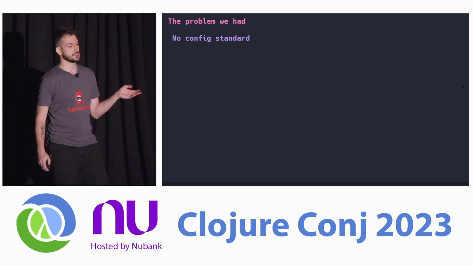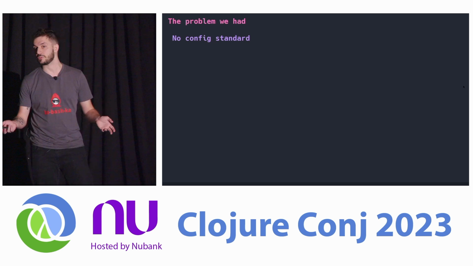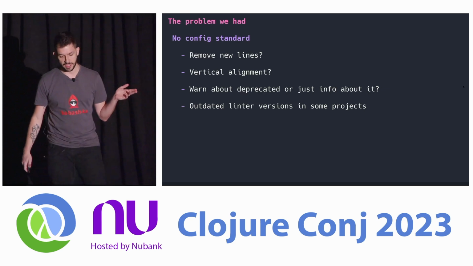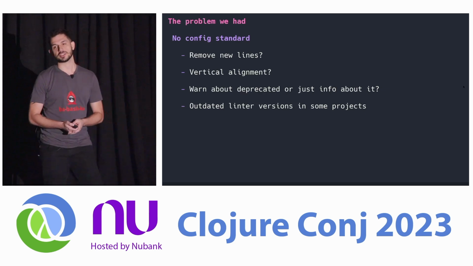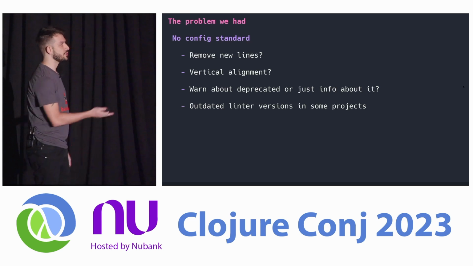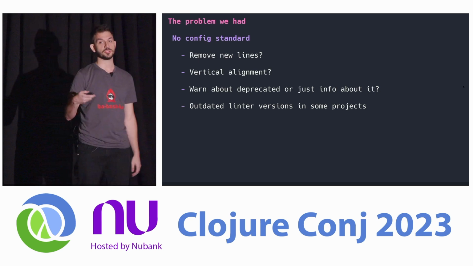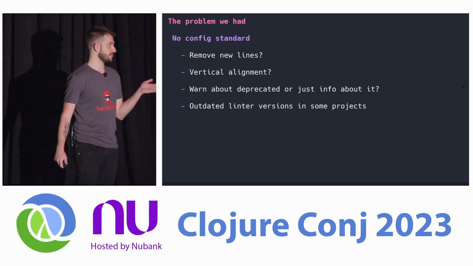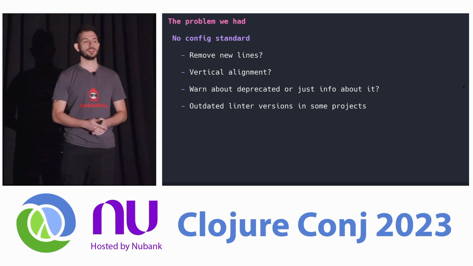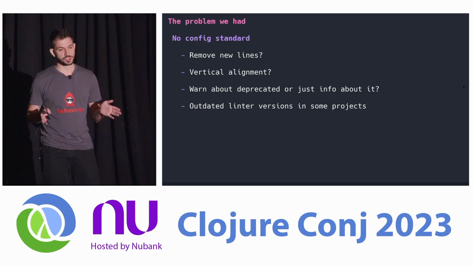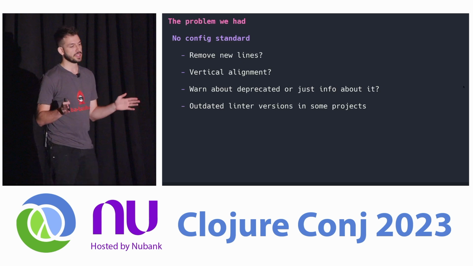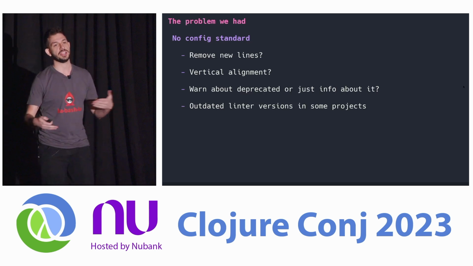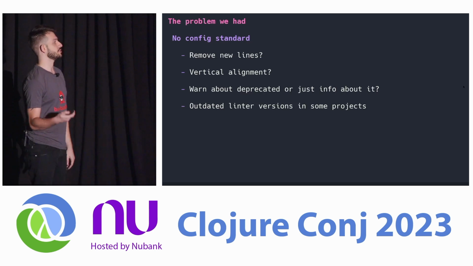One tool could lead us to configure in a way, and another way with different defaults. So that was a problem. And how could we answer things like, should we remove new lines on this project, on all projects? Should we apply vertical alignment, warn about the deprecator, or just inform the developer and not fail the CI at all? How can we manage outdated linter versions in some projects? Even if every project would be using the same linter, different versions could result in different outputs, right? So how can we manage the update of those linters or those configurations?